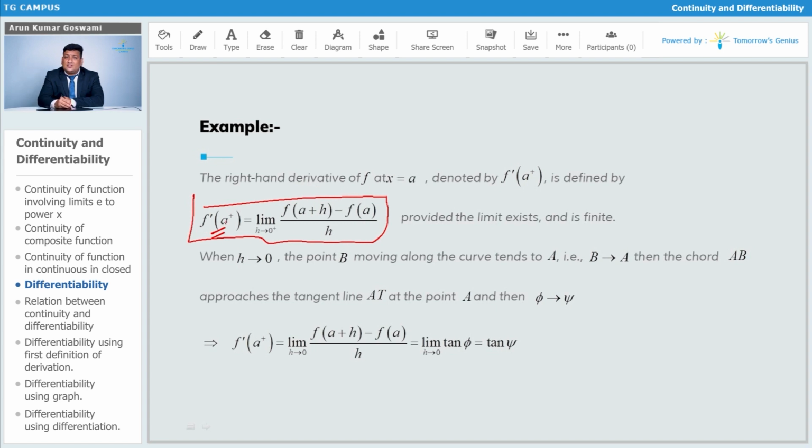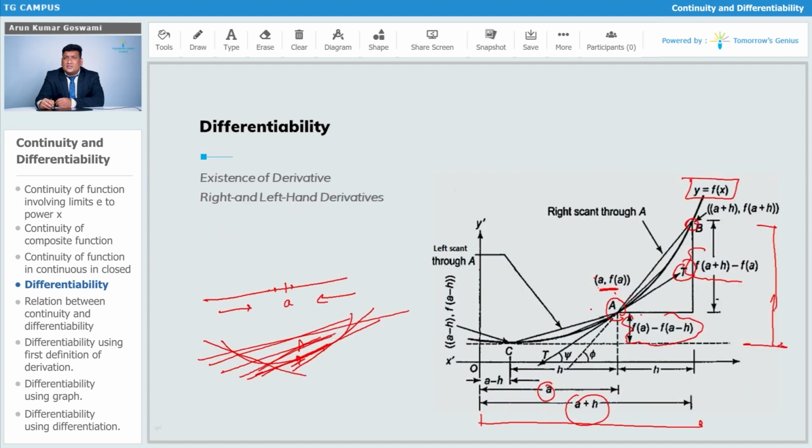So f dash of a positive is for the right hand derivative, and f dash of a negative is for the left hand derivative. This formula, limit h tends to 0 positive, f of a plus h minus f of a divided by h, came from the diagram only. As you can see, we have f of a plus h minus f of a, and in the denominator h. This angle is basically nothing but y by x, the same thing as slope.